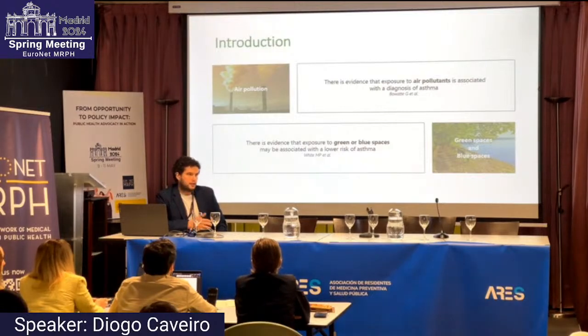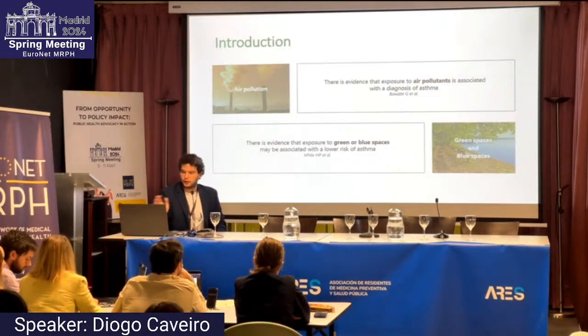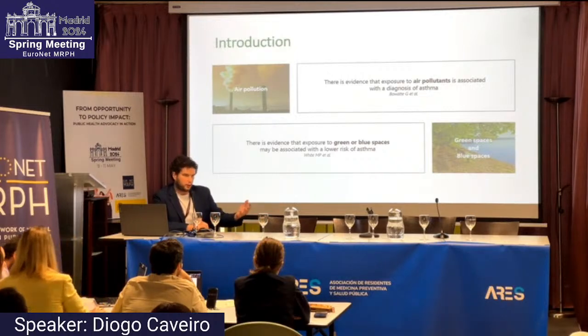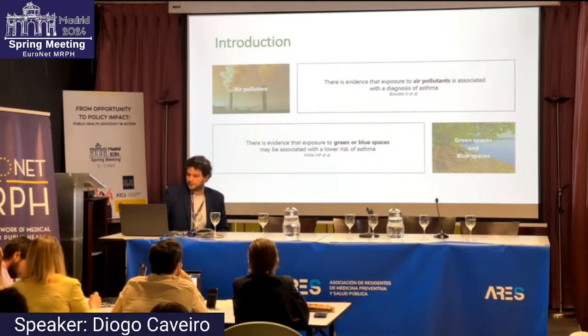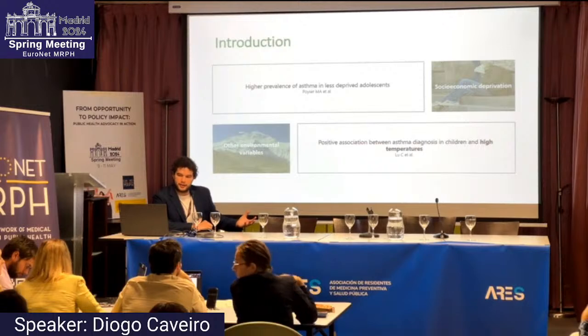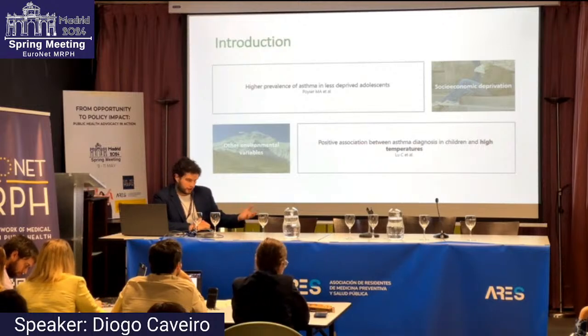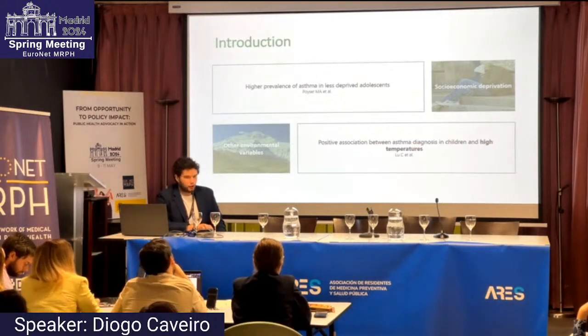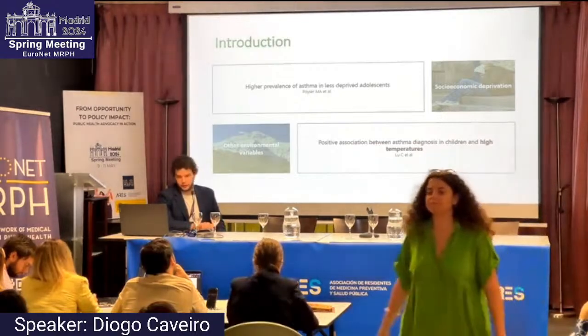Regarding what the literature tells us, there is evidence that exposure to air pollutants is associated with diagnosis of asthma. Also, about green and blue spaces, there is evidence that exposure to green and blue spaces is maybe associated with a lower risk of asthma. Also, higher prevalence of asthma in less deprived adolescents. And there is a positive association between asthma diagnosis in children and high temperatures.